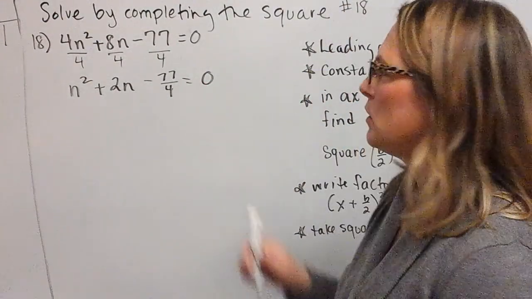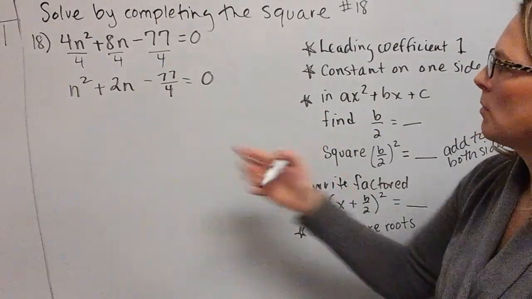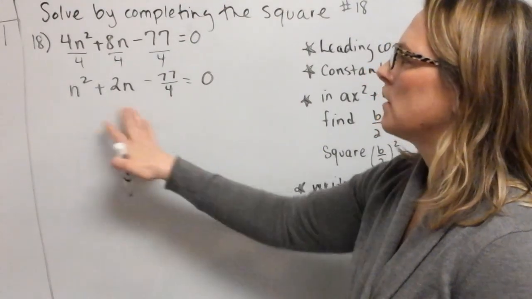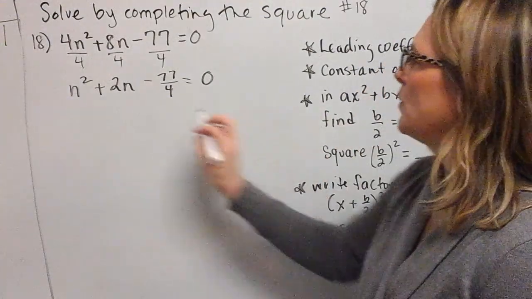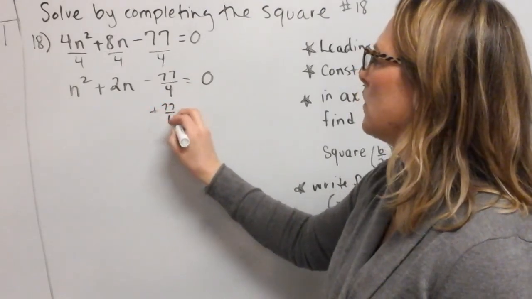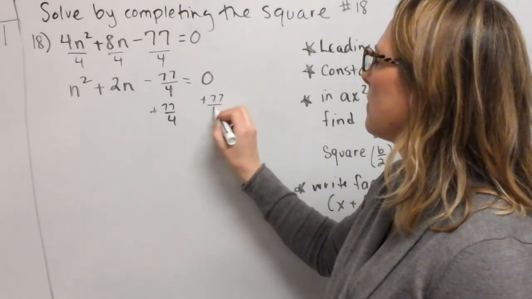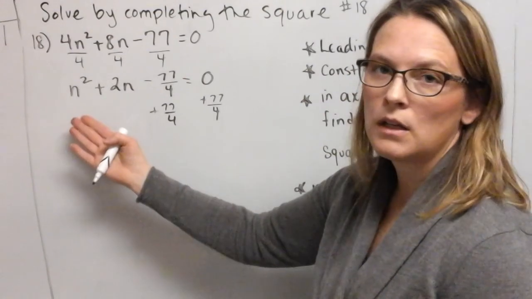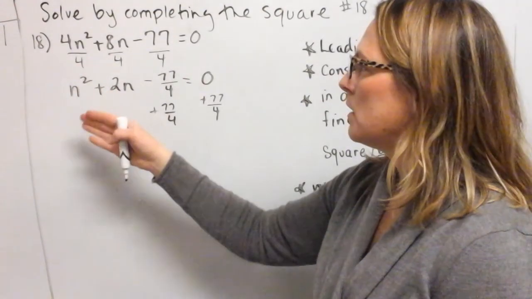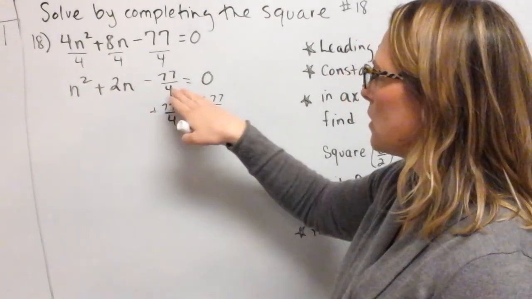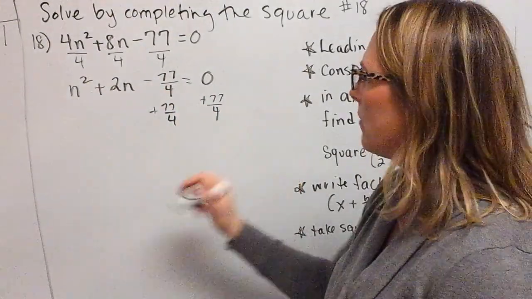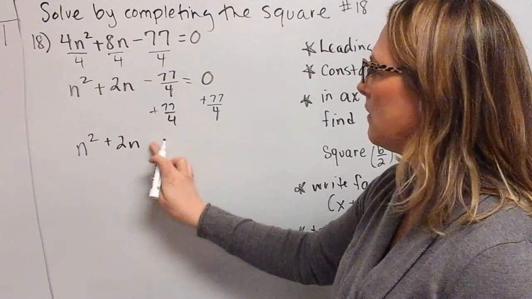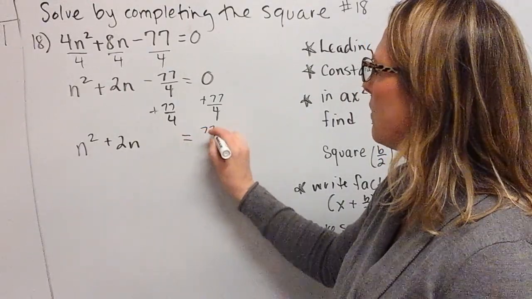The next thing, I'm going to move the constant to the other side. So I'm going to leave the quadratic and the linear parts on one side and move the constant to the other. So I'm going to add 77/4 to both sides. Now if you already had a constant, you wouldn't have to do that. If you already had a leading coefficient of 1, you would not have had to divide. But if this was your original, you would just move on to the next step. Okay, so we have n squared plus 2n, and I'm going to leave a space here, equals 77/4.